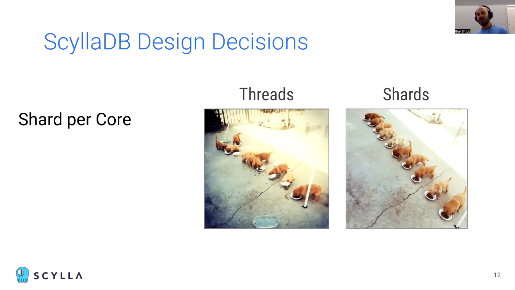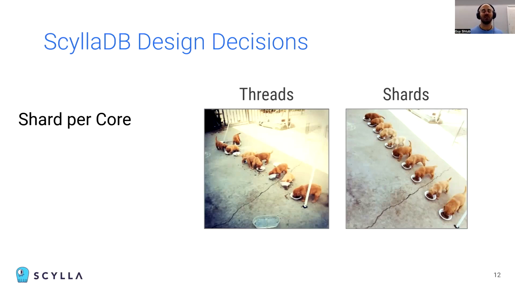Whereas Scylla uses the shard per core architecture, and that means that we have one core with its own memory, its own RAM, its own network, and its own disk, and that's allocated to a specific set of data that it's responsible for. And that keeps things much more orderly, and that translates to improved performance.